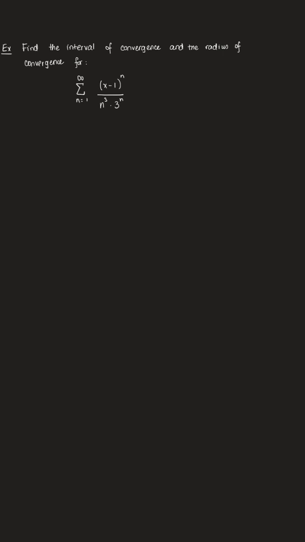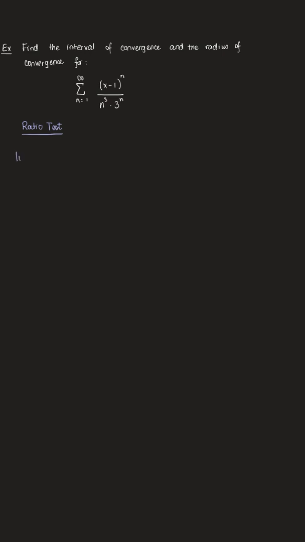Alright, for this final example, with the same instructions, we still want to figure out what the interval of convergence is for our series as well as the radius of convergence. And once again, this is not a geometric power series because not everything is something raised to the power of n. We have that n cubed there that keeps this from being a geometric power series. So that means we must apply the ratio test.